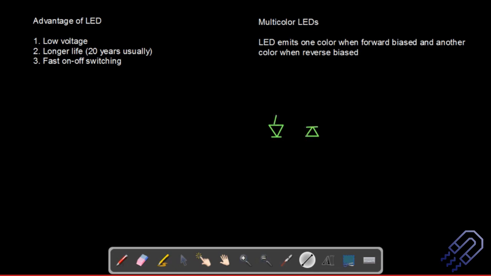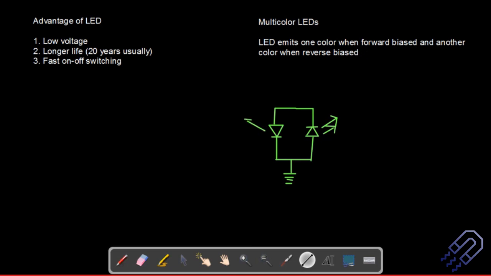And then you can apply the biasing. When you apply the biasing at one point, one LED will be in forward bias, and for the other it will be reverse bias, so the other LED is not going to work. But when you reverse the bias, the LED which did not work before is going to work now. So this is a typical circuit of a multicolor LED. You have two LEDs connected. This is important, and I think I missed out the arrow. Very important.